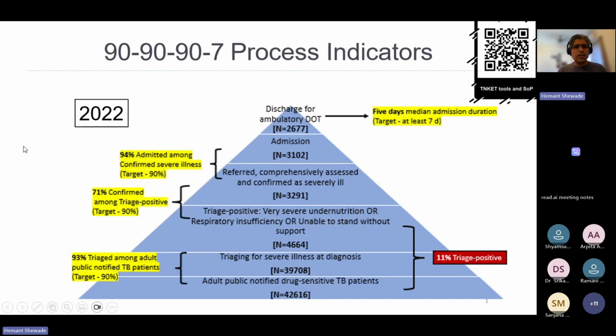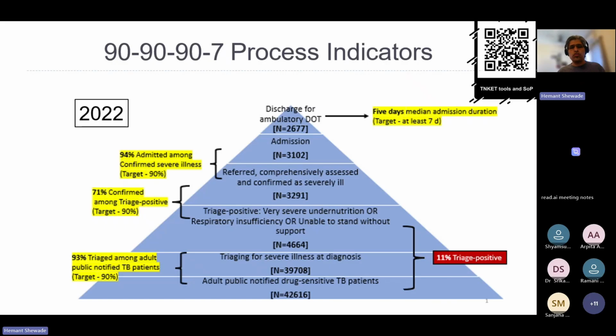Now let's try and understand what is this confirmed severe illness. Confirmation of severe illness was based on comprehensive assessment. Once a triage positive patient is referred to the nodal inpatient care facility, following the case record form, they will undergo comprehensive assessment, based on which they'll be provided a score.